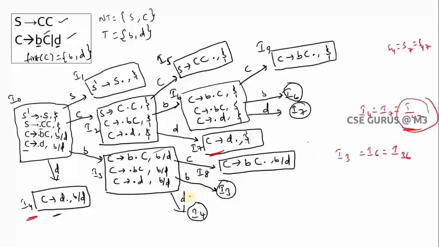Is there any more? Yes, you can see I8: C tends to BC dot, and I9: C tends to BC dot. Both are the same but with different look aheads. So I8 is equal to I9, and I'll make the union as I89. Like this we need to make it. Is there any other to be unioned?